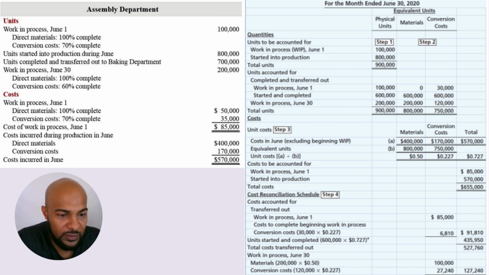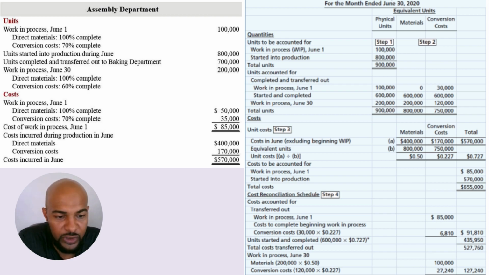So our units started and completed is going to be 600,000. We saw that as our started and completed units by the total unit cost, which is 0.727. That's 435,950, right? Then we have our material cost, which is 200,000 units, right? We got that from our section up here. Full material by 50 cents, that's 100,000. And then our 120,000 units by 0.227, right? We multiply that, that's going to give us 27,240. And the sum of those two things is 127,240, right?